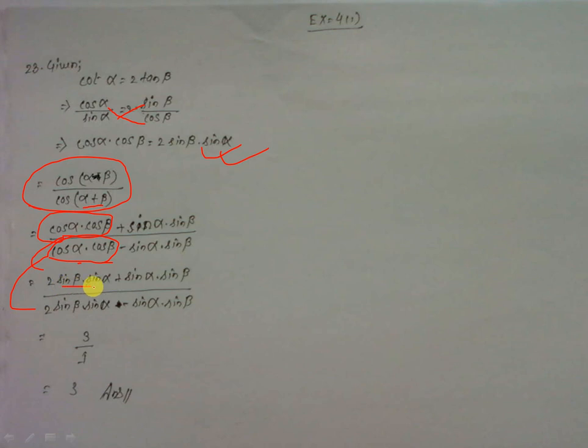Now 2 sin alpha sin beta plus sin alpha sin beta, that is 3 sin alpha sin beta, and here sin alpha sin beta. So sin alpha sin beta cancels, 3 by 1, that is 3. This is the answer.